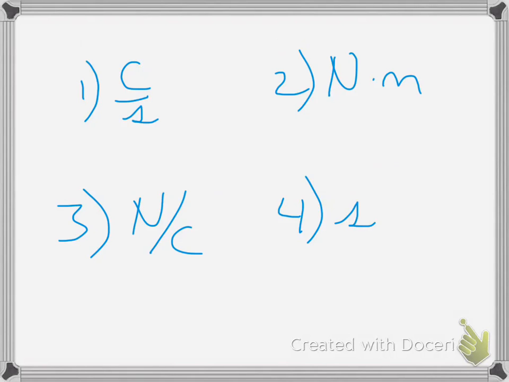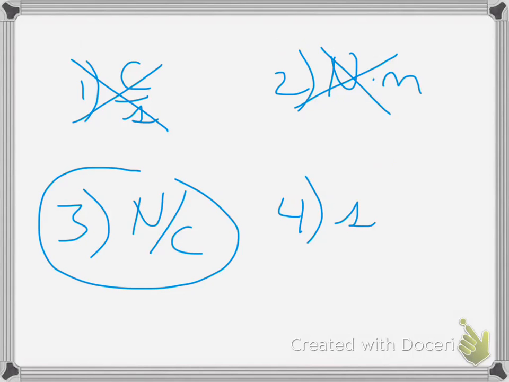So a Coulomb per second is current, so that's not a vector. Current doesn't have direction necessarily, at least when we calculate it. A Newton meter is just work or energy, so that doesn't have direction. A Newton per Coulomb, that's electric field. Electric fields do have a direction, so that would be our vector. And for choice 4, seconds, that's just time. Time does not have a direction either. Okay? So make sure you know the units that are associated with those vectors and scalars as well.